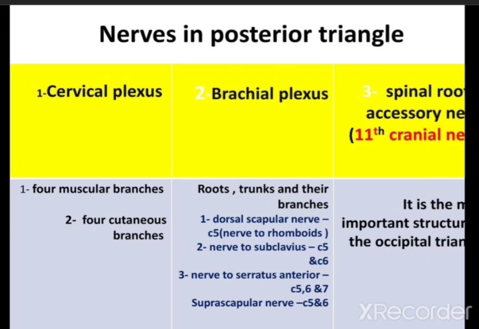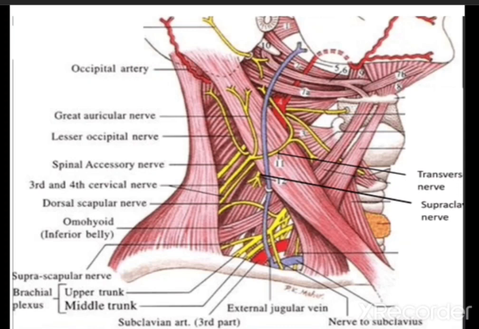Now, in the cervical plexus we find the 4 muscular branches and 4 cutaneous branches. In the brachial plexus we find the root, trunk, and the branches of the brachial plexus, like the dorsal scapular nerve, nerve to subclavius, nerve to serratus anterior, and suprascapular nerve. Then the accessory spinal nerve, or the 11th cranial nerve, is the important structure in the occipital triangle.